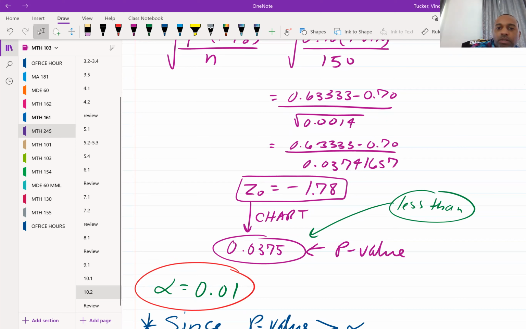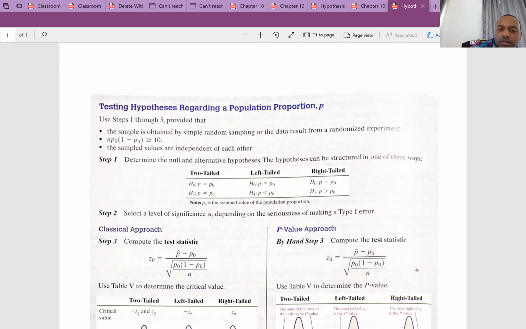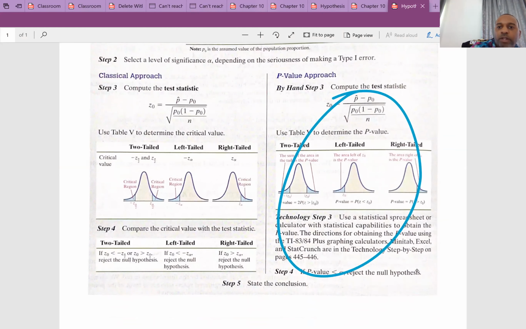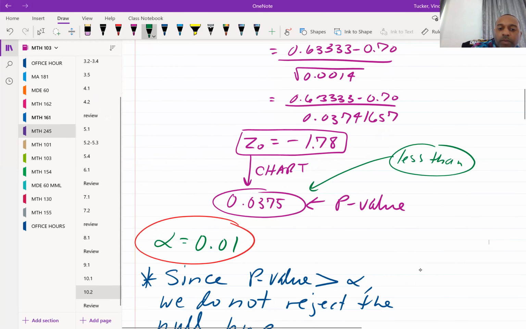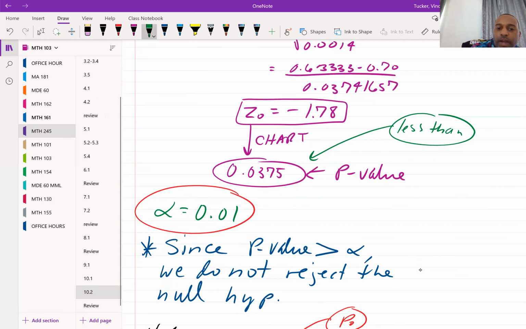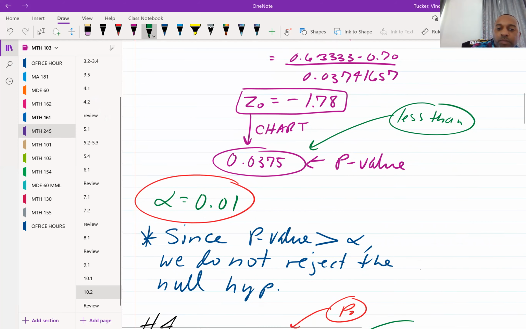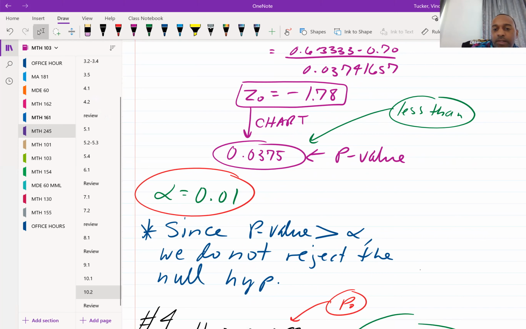All right, so going back to the steps. We're over here using the p-value approach. Notice it says if the p-value is less than alpha, reject the null hypothesis. And in this case, our p-value is greater than alpha. P-value is 0.375, alpha is 0.01. So we do not reject the null hypothesis. This one didn't have a word problem behind it, so we don't have to come up with any wording. This one just says we do not reject the null hypothesis.